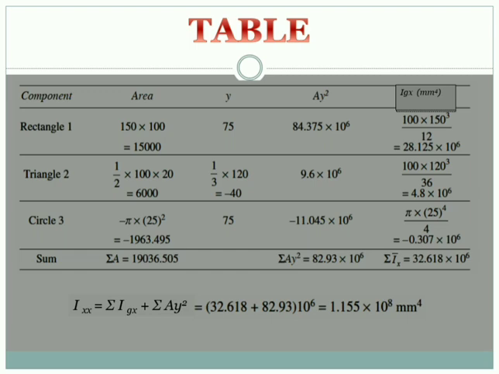Then further we take the summation of A, the summation of ay square, and the summation of Igx. All the three summations we take, then our formula is Ixx equals summation of Igx plus summation of ay square. Substituting the values, we get the moment of inertia for the given figure as 1.155 into 10 raised to 8 mm raised to 4 about the given xx axis.